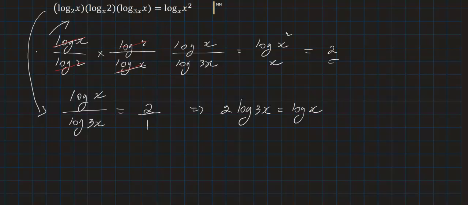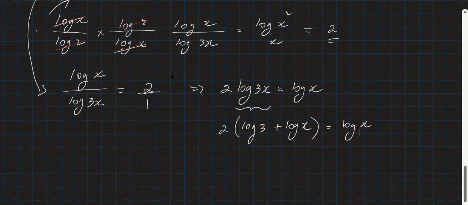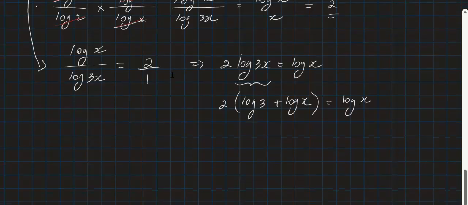Now, this log of 3x, we need to expand that. What does log of 3x mean? So that's log of 3 plus log of x. That's a rule of addition with logs. That's what we're going to use. And the other side is log of x. Very good.